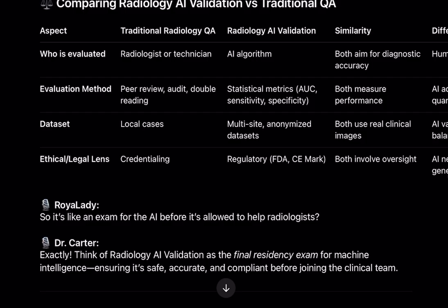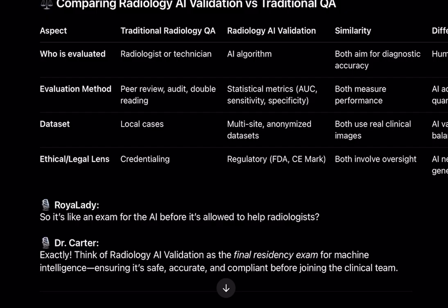Aspect, traditional radiology QA, radiology AI validation, similarity, difference. Who is evaluated? Radiologist or technician, versus AI algorithm. Both aim for diagnostic accuracy. Human versus machine. Evaluation method: peer review, audit, double reading, versus statistical metrics such as AUC, sensitivity, specificity. Both measure performance. AI adds reproducible quantitative tests.